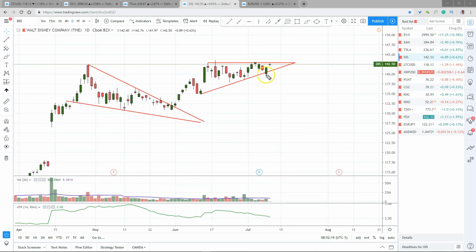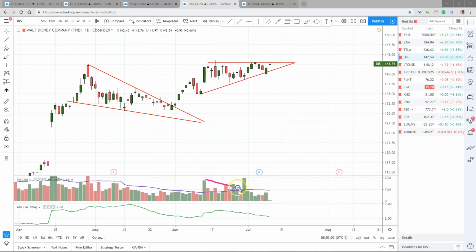So Disney gapped down to below the triangle on yesterday's open. Still watching for a close above this resistance level. You can see the volume and volatility are still dropping off right here. So I may end up redrawing this triangle a bit. I'll clue you in the next video if I do.